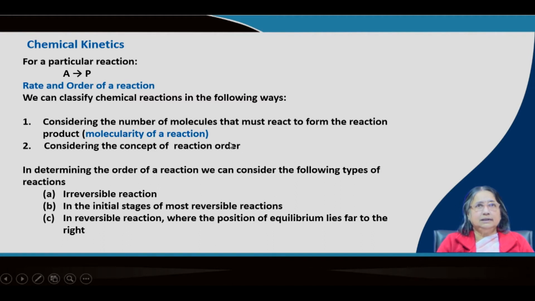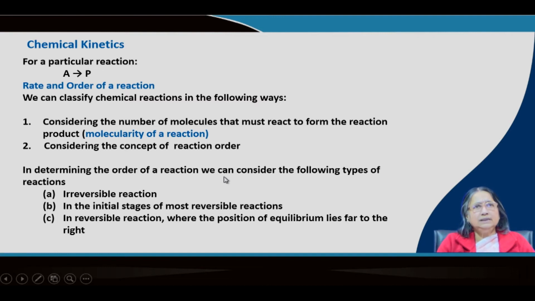We cannot just tell directly from seeing a balanced equation whether the order of the reaction is 2 or 1 or 0. Sometimes the molecularity and order may match, may be the same, but not necessarily; it may be different also. That is a very important concept for chemical kinetics.